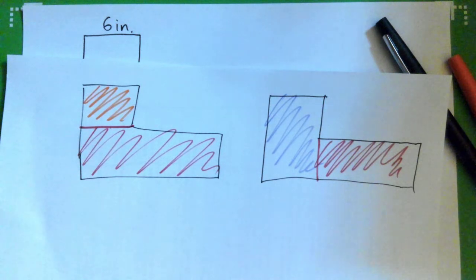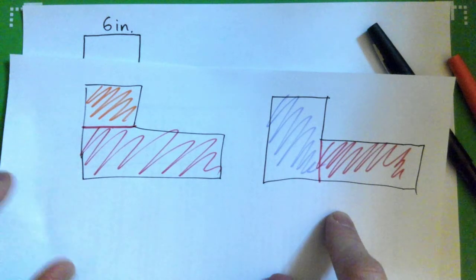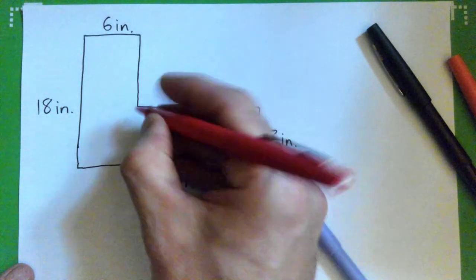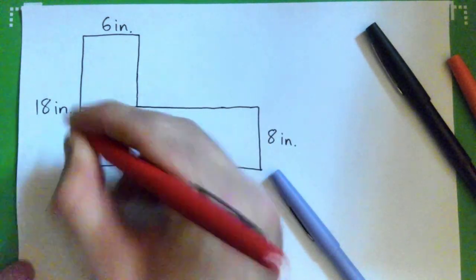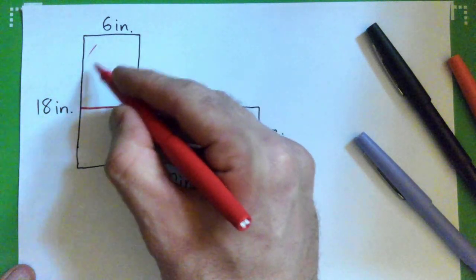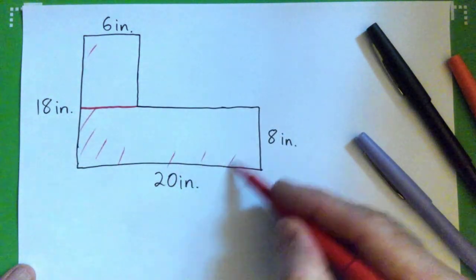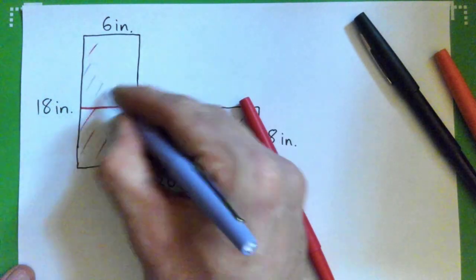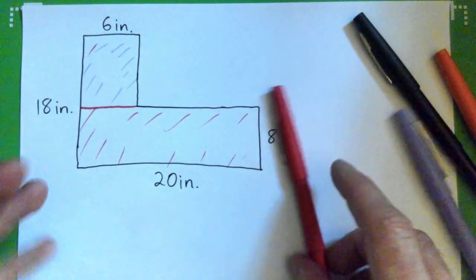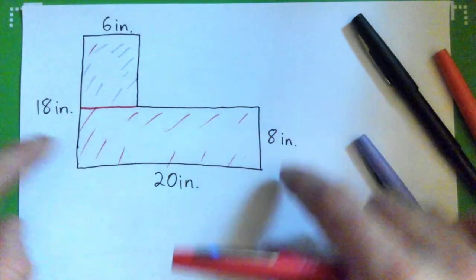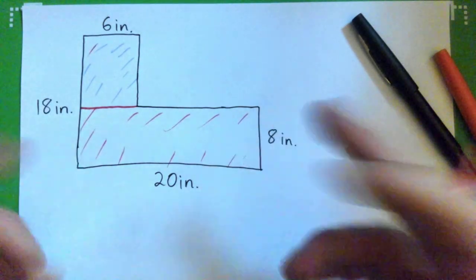So which one do you want to do? It doesn't matter. Let's do this one. The one on the left? Sure. Okay, alright. So let's just do an imaginary line across like that, and let's try to figure out the area of this rectangle, and then we'll figure out the area of this rectangle. Okay? So to get the area of this red rectangle here, we need the width and the length, or one side and the other side, and you just multiply them, right?